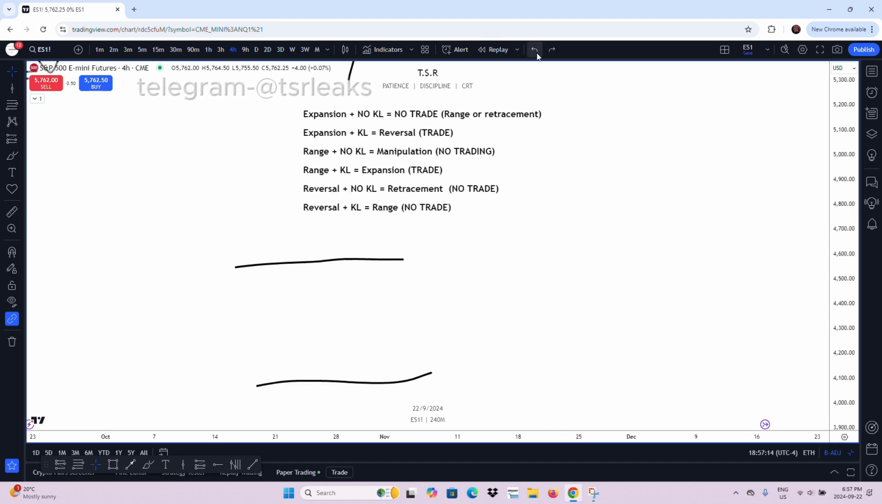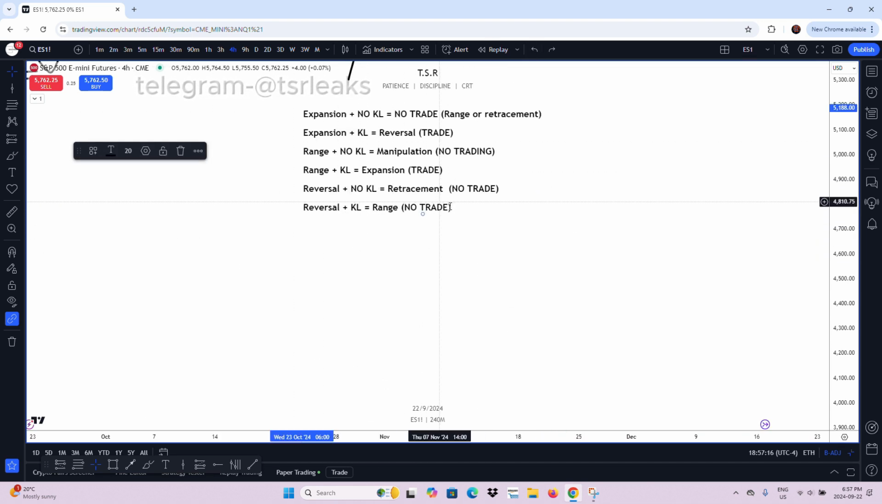Now, moving on to the next possible scenario, we're going to have a manipulation. Manipulation without a key level or with a key level. No matter what, there will always be an expansion followed by manipulation, regardless if there is a key level or not. And this, of course, you can indeed trade.